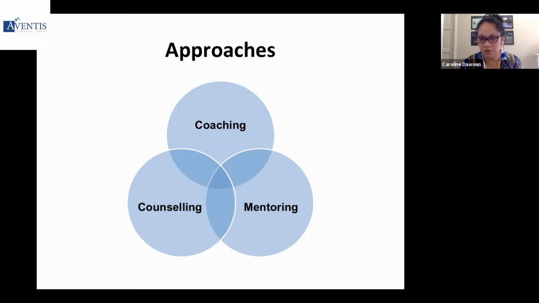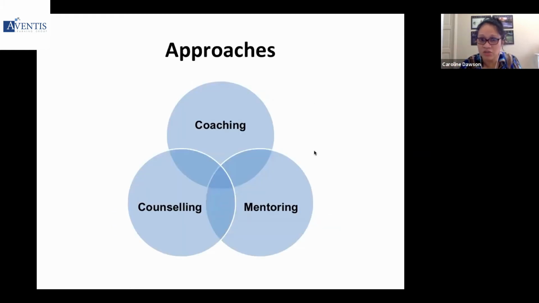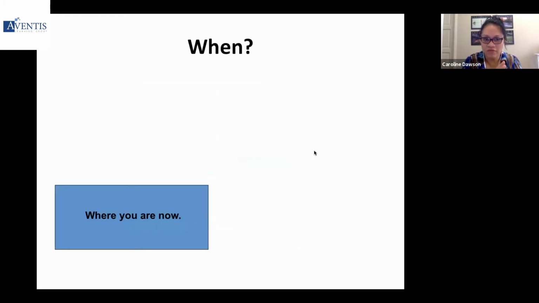So let me keep it simple. Now, remember, gentle reminder, the second objective is you want to help them. Ultimately, it's about their performance level. Ultimately, because that's why we are working for someone, isn't it? So I could use any of these approaches. The question is which approach is timely. Okay? So everyone, let's keep it simple.